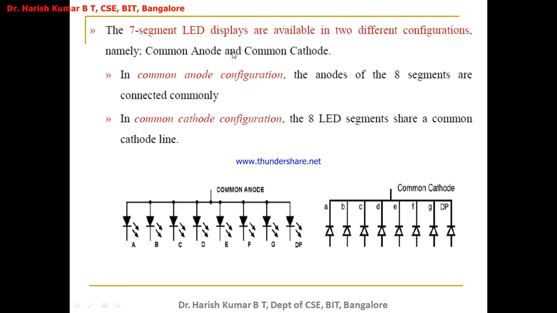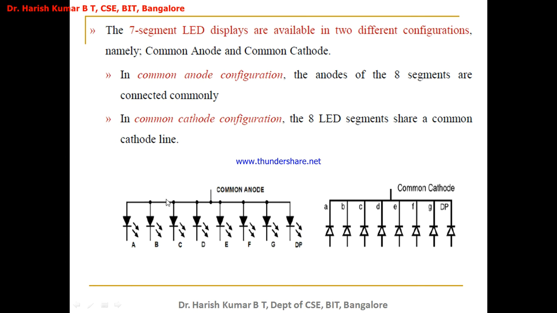This 7-segment LED display is available in 2 different configurations. One is common anode and another one is common cathode. Now these are the 8 LEDs: 1, 2, 3, 4, 5, 6, 7, 8. This is the positive terminal, the anode terminal, and this is the cathode terminal. If all the anode terminals are connected together as a common, then we call it common anode configuration. Similarly you have one more configuration, that is common cathode. If all the cathode terminals are connected together, then we say it is common cathode.